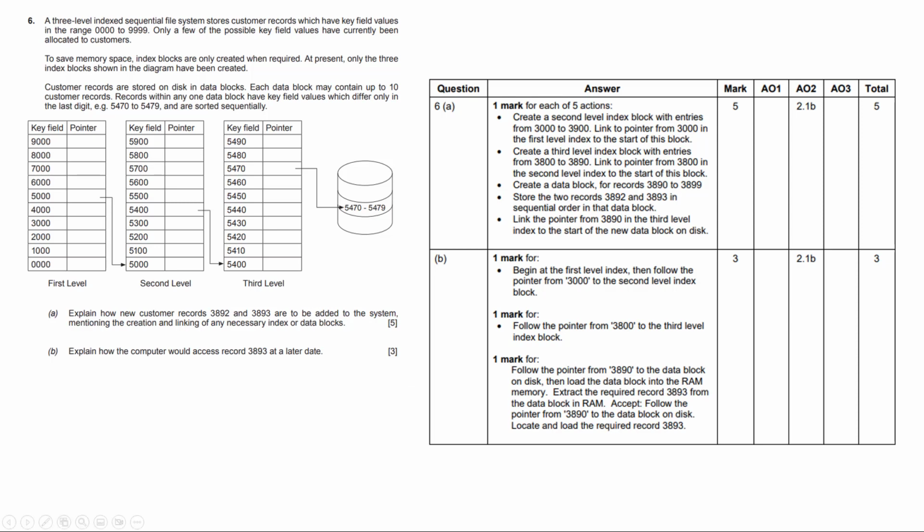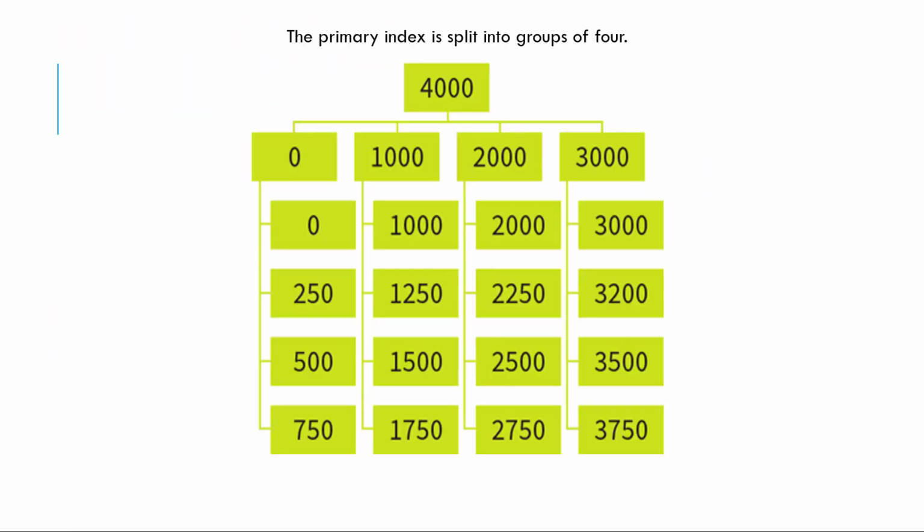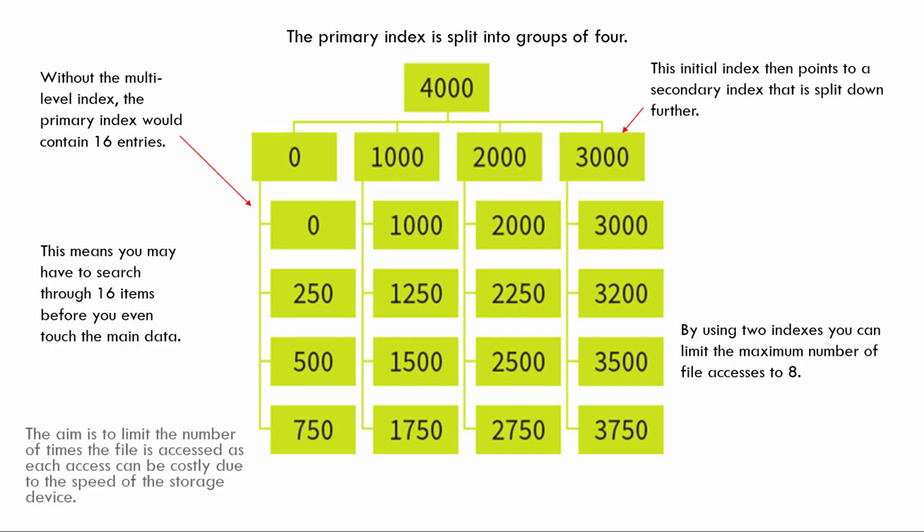So there are a couple of different types of style questions that you're going to get for indexed sequential multi-level indexing. And that's an example of why it's faster to go through a multi-level index.